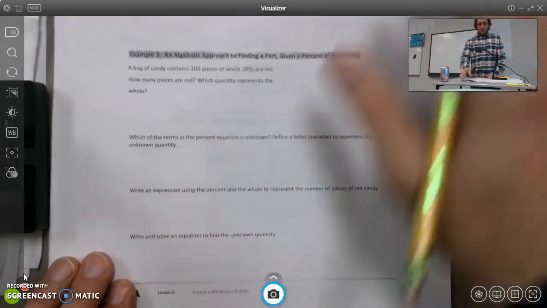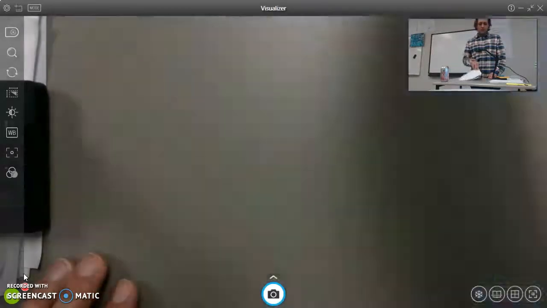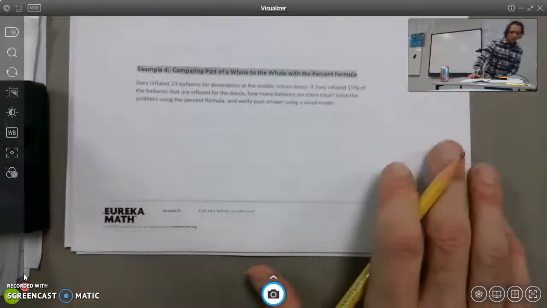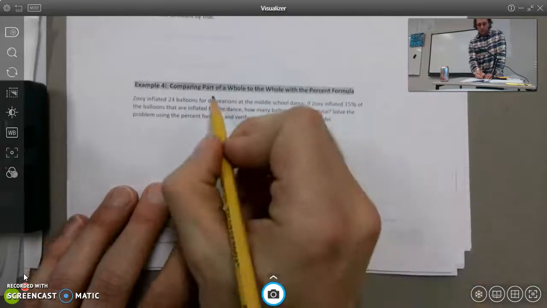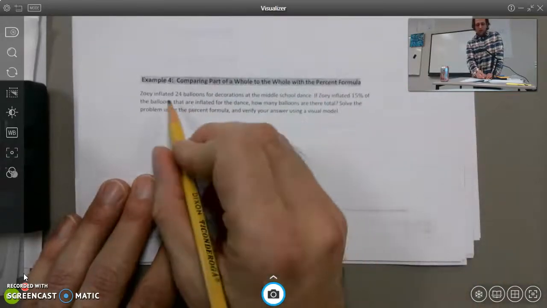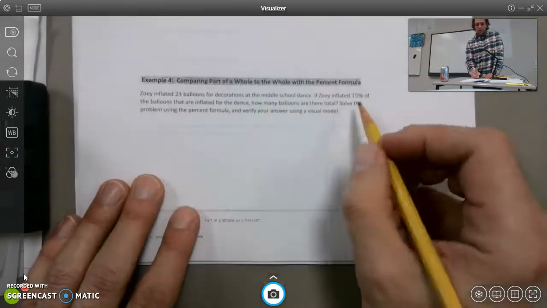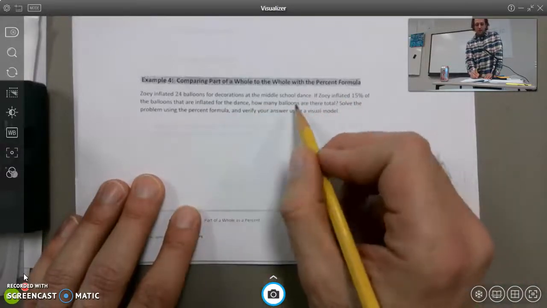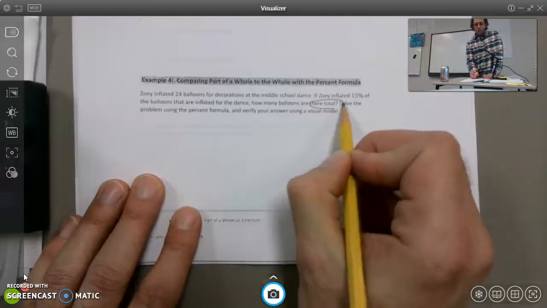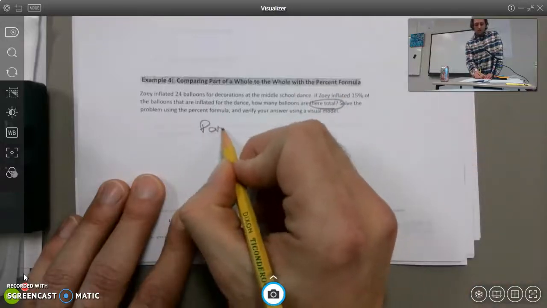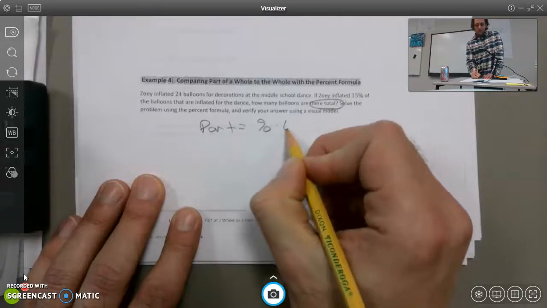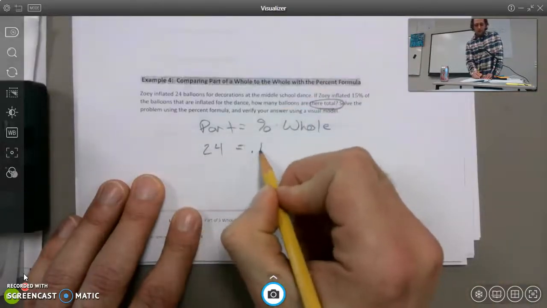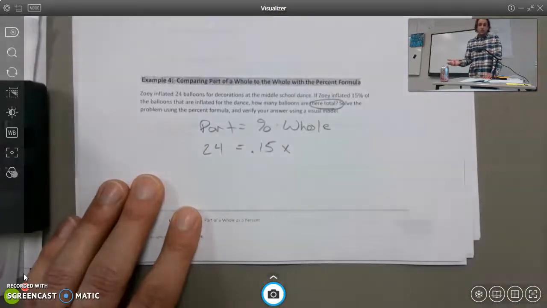I'm not going to get deep into example 3 just yet. Let's skip that and look over here at example 4. We have enough time to do this, I think. On example 4, we're now going to get different information. Zoe inflated 24 balloons for the high school dance. If she has inflated 15% of the balloons that are inflated for the dance, how many balloons are there total? So we don't know the total now. So now we know the part is equal to percent times whole. We know the part. The part is 24, and that is 15% of some whole.